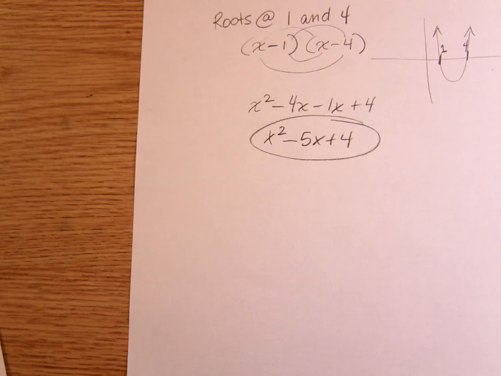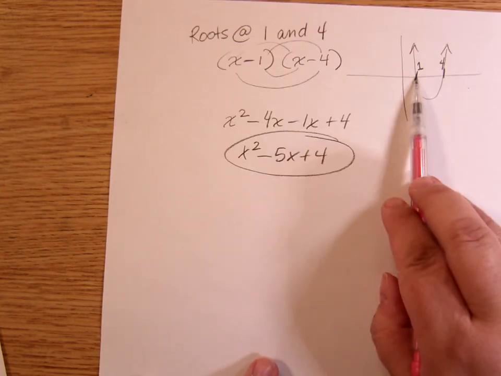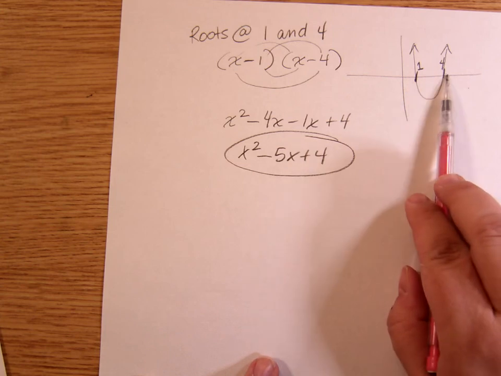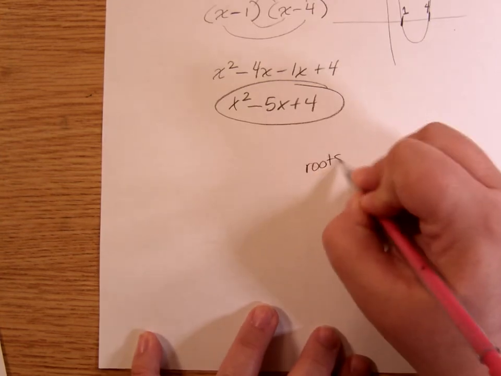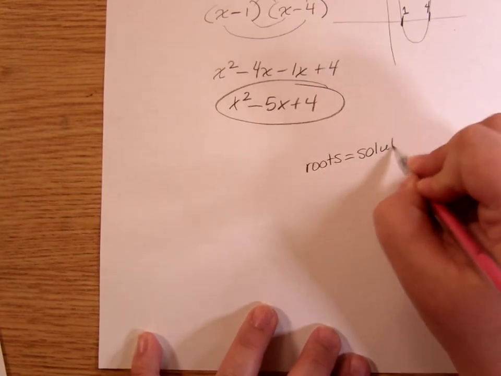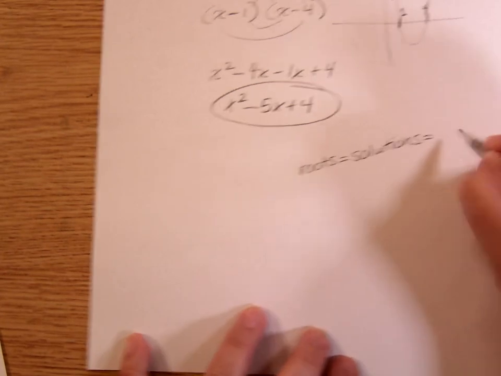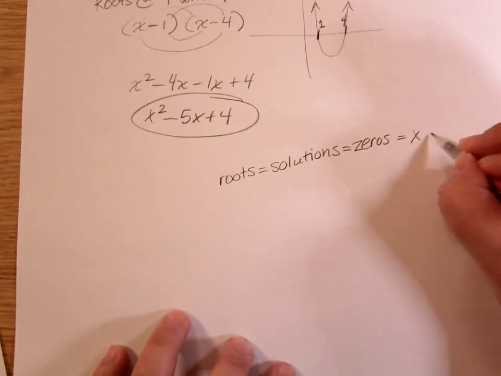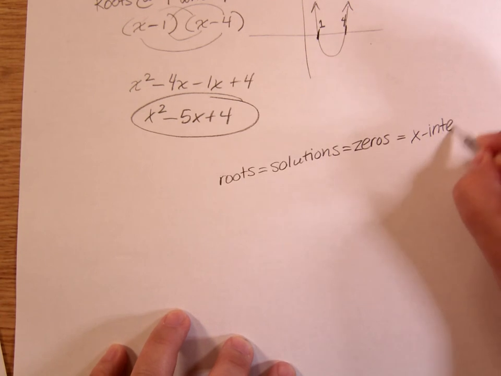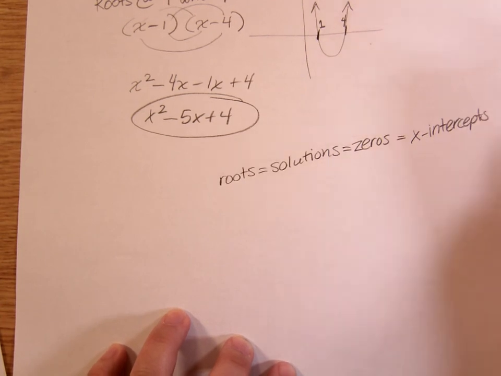So remember that what we're finding on all of these, we're finding the places where your parabola crosses the x-axis. Those are your roots, and they can be called roots, solutions, zeros, and x-intercepts, because that's what they are, the places we cross the x-axis.